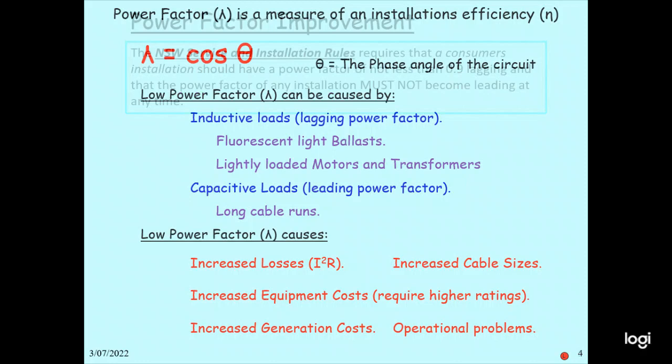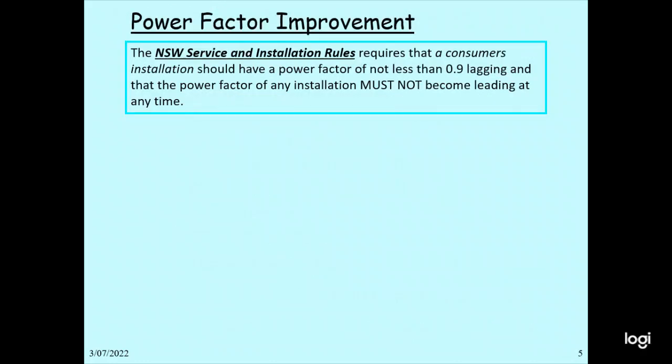Therefore, we have to do this power factor improvement. The Use of Service installation rule requires that the consumer installation should have a power factor not less than 0.9 lagging, and the power factor of any installation must not become leading at any time. So this is the power factor improvement, the Use of Service installation rule. How can we improve the power factor? Lambda equals cos theta.